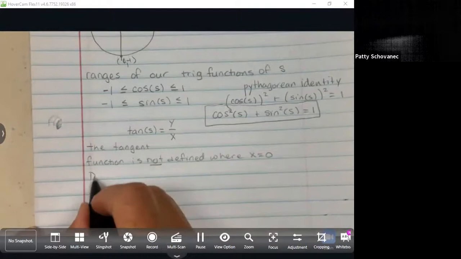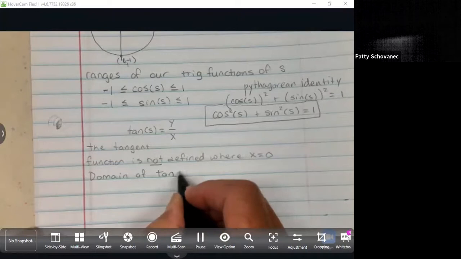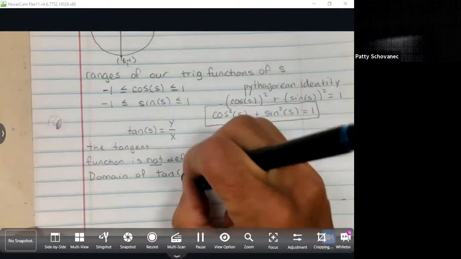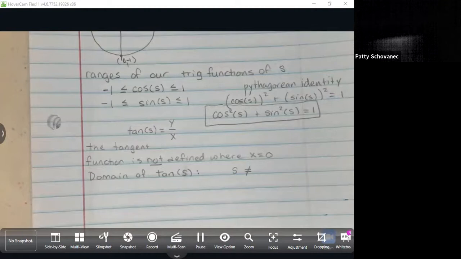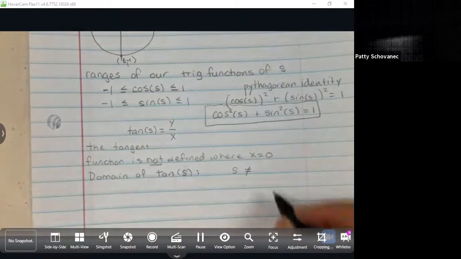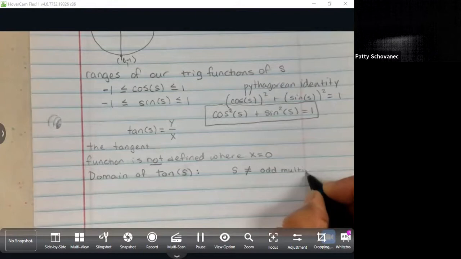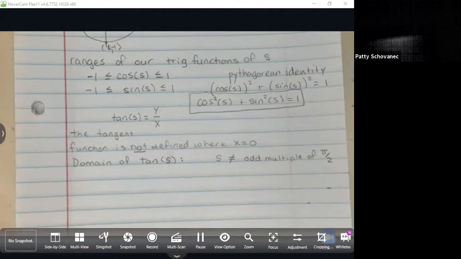So we would say that the domain of the tangent of S, the values of S that can be used in here, is S cannot be anything that is 90 degrees, 270. I can't go in degrees anymore. Any odd multiple of pi halves. S can't be any odd multiple of pi over 2. Positive or negative odd multiples of pi over 2, because that puts us at the positive or negative y-axis.